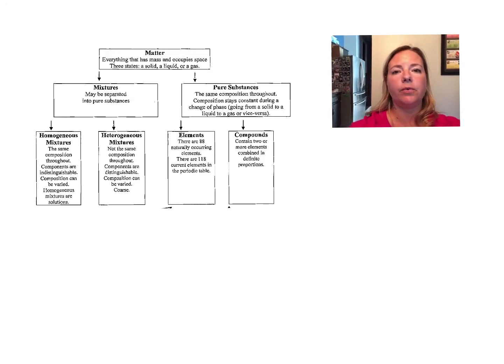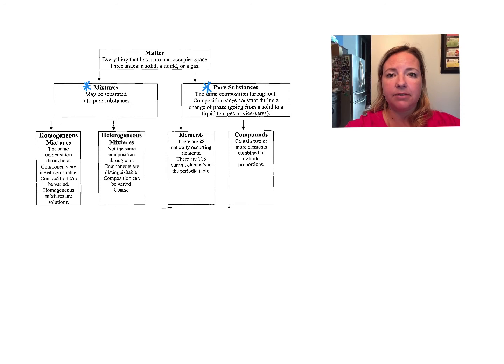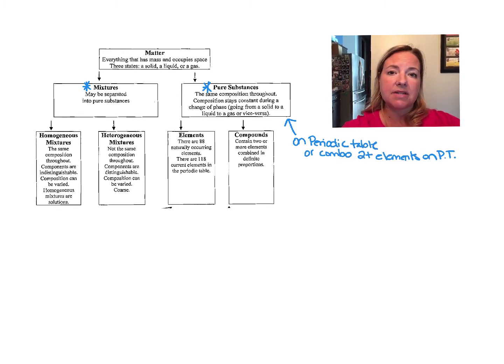So the first thing I'm going to work on here is the classification of matter and how we classify matter. We want to remember that we can classify matter as either a pure substance or a mixture. Now, pure substances are going to be found on the periodic table, or they're a combination of two or more elements that are found on the periodic table. So pure substances, we can't break them down by any sort of physical means.